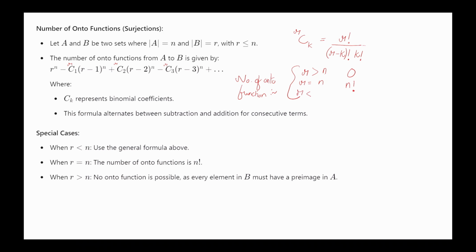And if r is less than n, then I would have number of functions as r to the power n minus rc1, r minus 1 to the power n plus rc2, r minus 2 to the power n, and this would go on. Now how can you find out the value of this summation series that you've gotten? We'll study this when we study binomial theorem. For the time being, I would recommend you to just remember this formula and let's move on.